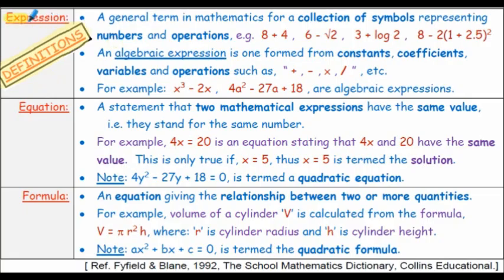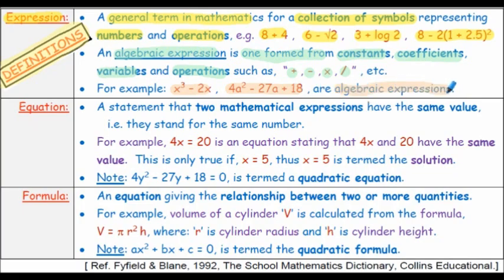So let's define expression. This is a general term in mathematics for the collection of symbols representing numbers and operations. So here are some examples of numerical expressions. An algebraic expression is one that's formed from constants, coefficients, variables, and operations, such as the plus, the minus, the multiplication and divide. Here are some examples of algebraic expressions: x cubed minus 2x and 4a squared minus 27a plus 18. They're all algebraic expressions.